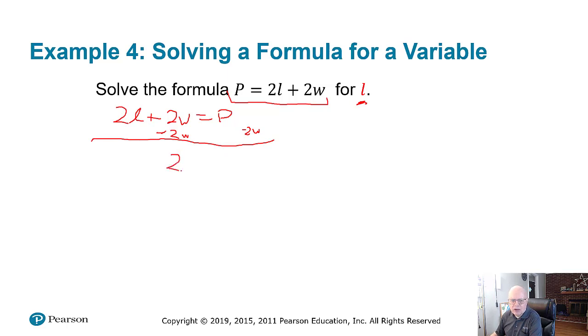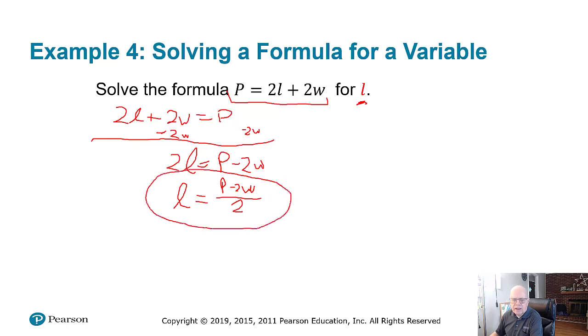What do I have so far? I've got 2L equals P minus 2W. Well, that's not quite L. We need to divide both sides by, excuse me, by 2 to get L. So P minus 2W, make that more of a W, over 2. And that is the original formula solved for L.